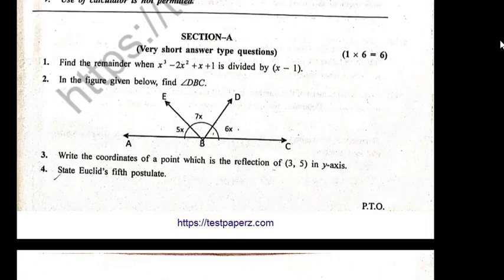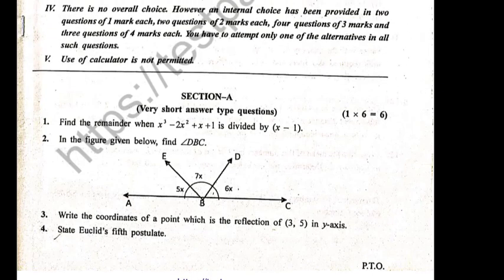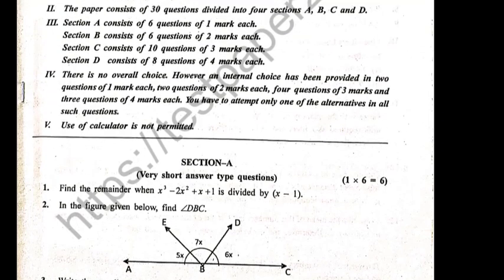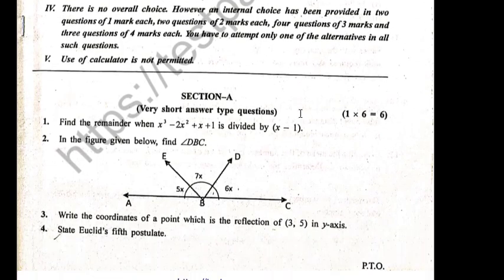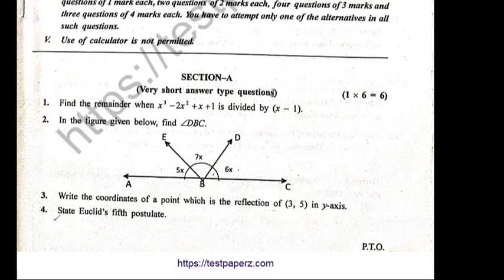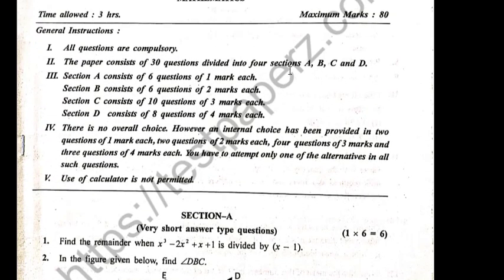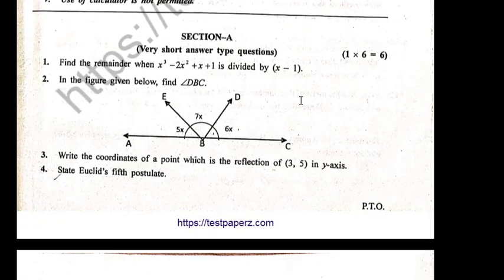Now in this lecture I am going to discuss one paper, APJ Common Annual Examination 2018-19. Let us see what the different questions are and how to solve them. Section 1 is of 1 mark, so these are very short type questions.